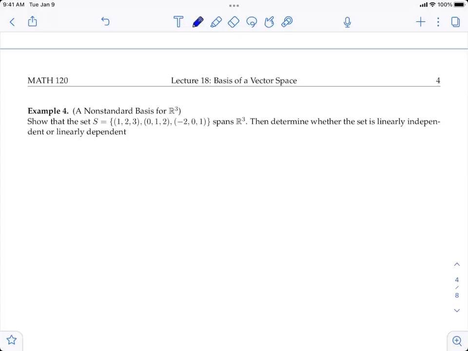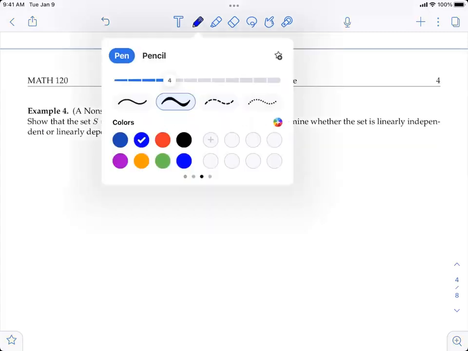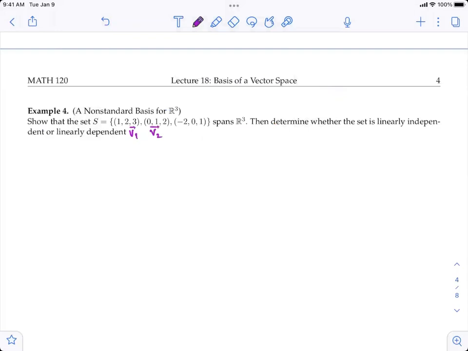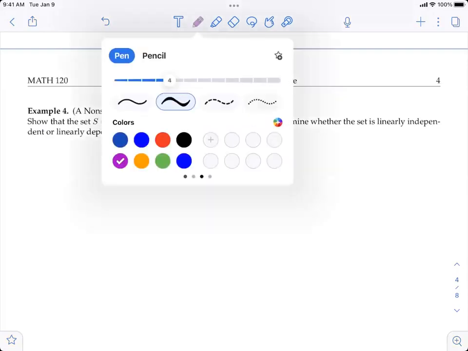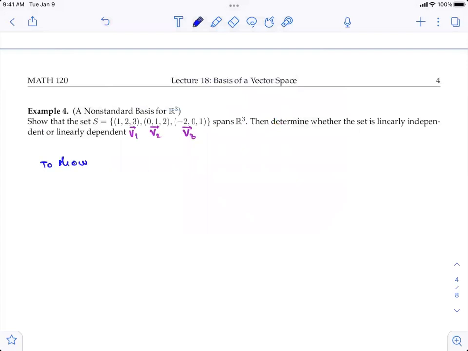All right. So first, let me name the vectors in the set S. This is vector v1. This is vector v2. This is vector v3. So to show that S spans R3, we show that for any vector u, or vector v or vector w for that matter, it's just a dummy variable. You can switch to any letter you like. In this case, to avoid confusion, I want to use vector u instead of vector v.